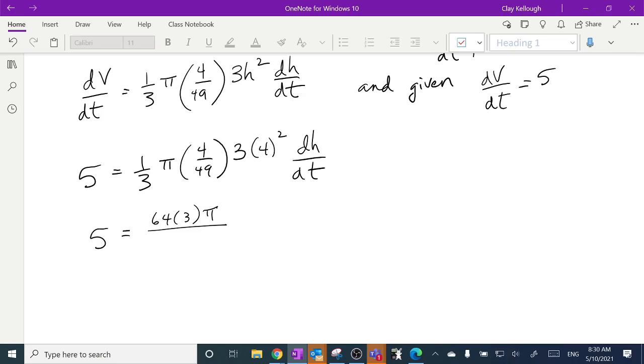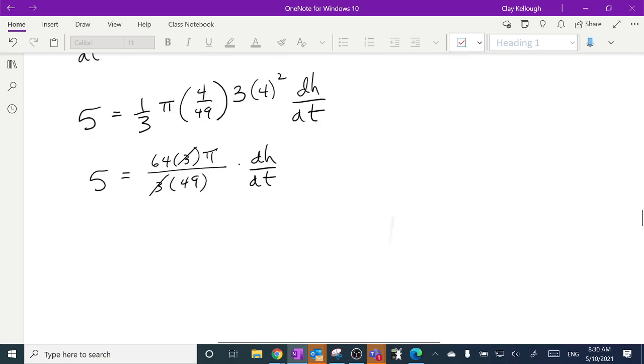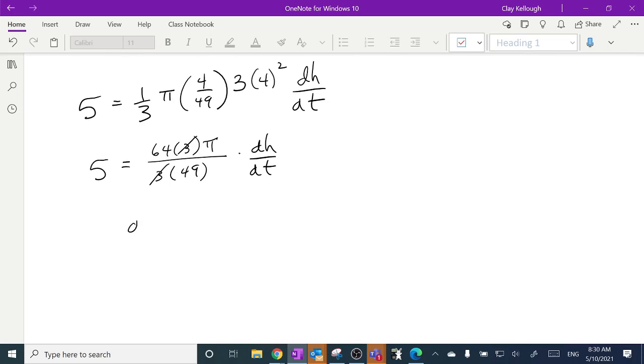And the 3 times 49, so 3 times 49 times dh by dt. And the 3's cancel, which is nice. And then, okay, so I need to isolate for dh by dt. So I need to divide both sides of the equation by this fraction, which makes it a times the reciprocal. So I end up with 5 times the 49 on the top and the 64 pi on the bottom.